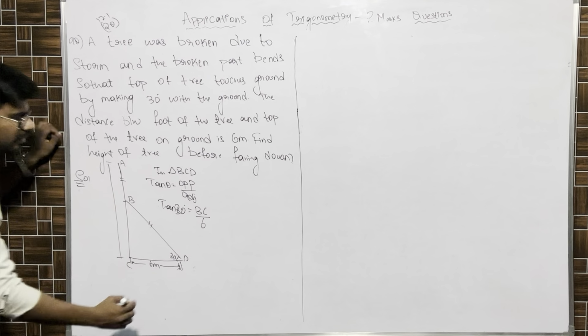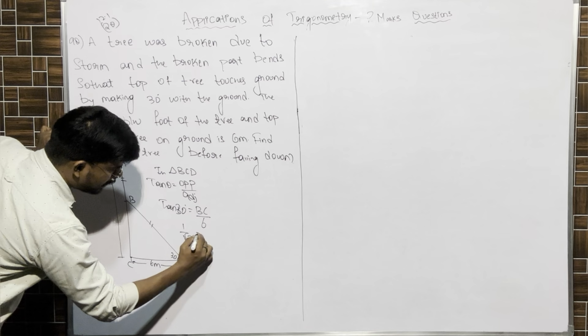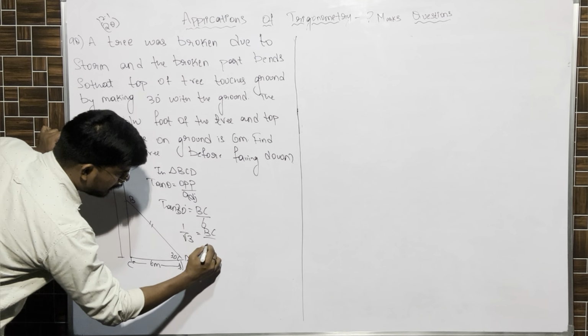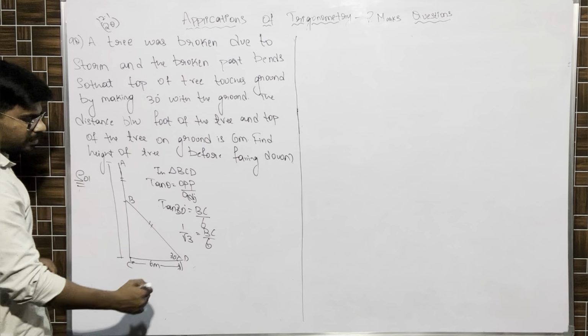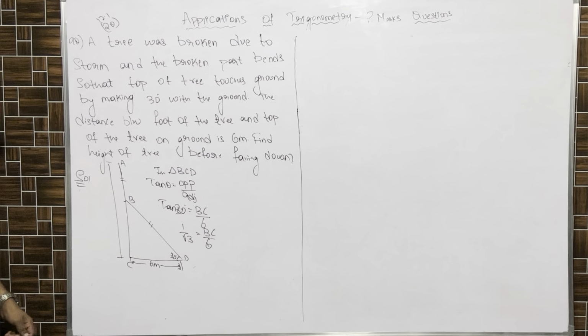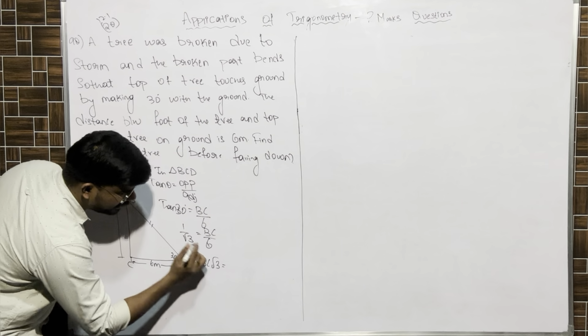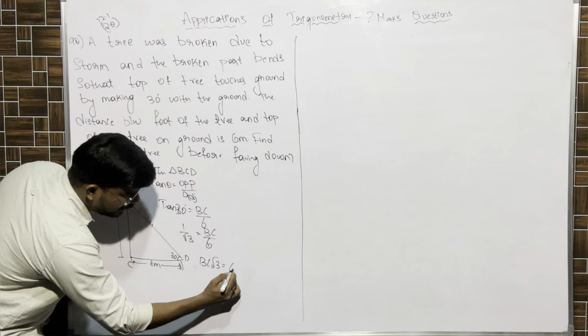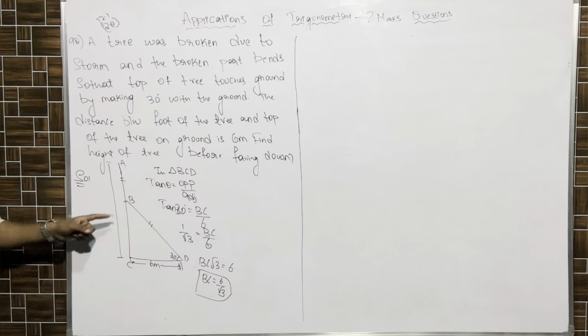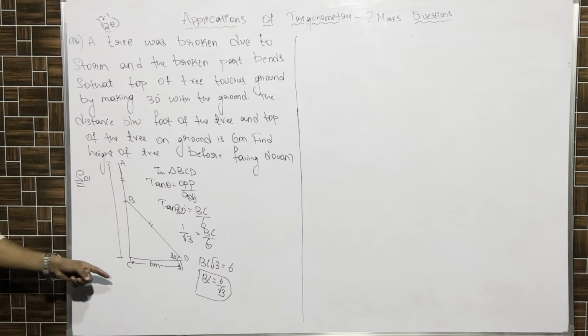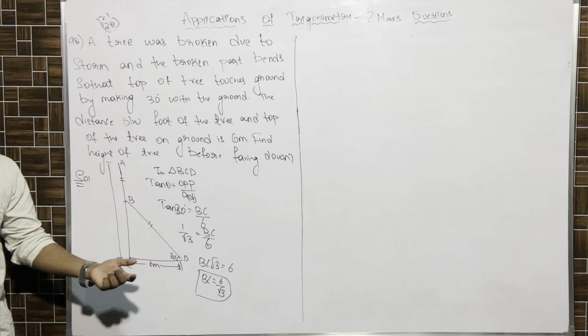Tan 30 is 1 by root 3, which is equal to BC by 6. Cross multiply: BC into root 3, BC root 3 is equal to 1 times 6, which is 6. So therefore BC is equal to 6 divided by root 3. This is not the complete answer. This is the half length of the tree, the part which is there on the ground, not fallen down, right?